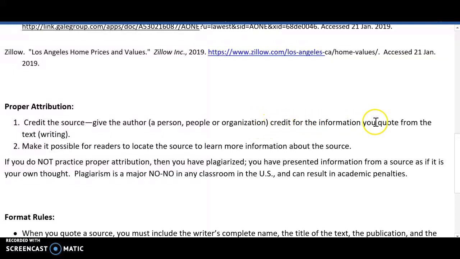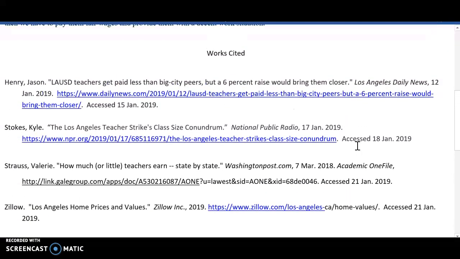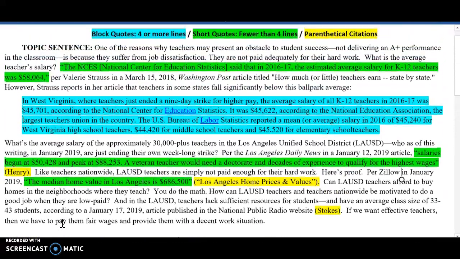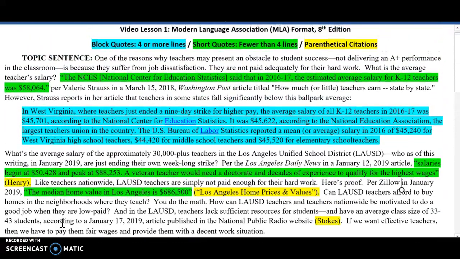We have to give them credit for the information we quote from the text or writing. So that you quote, you must credit the source. And number 2, we practice proper attribution because we need to make it possible for readers to locate the source to learn more information about the source. So they can simply go to the works cited, and if they want to learn more about the sources we quoted, they want to fact check this information, they can just look up these sources by the parenthetical citation right here.